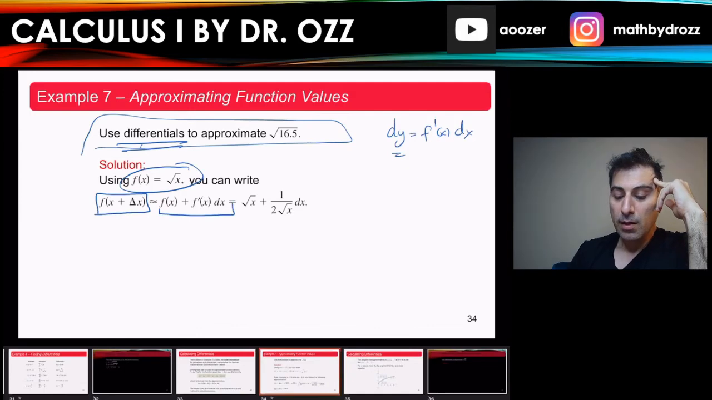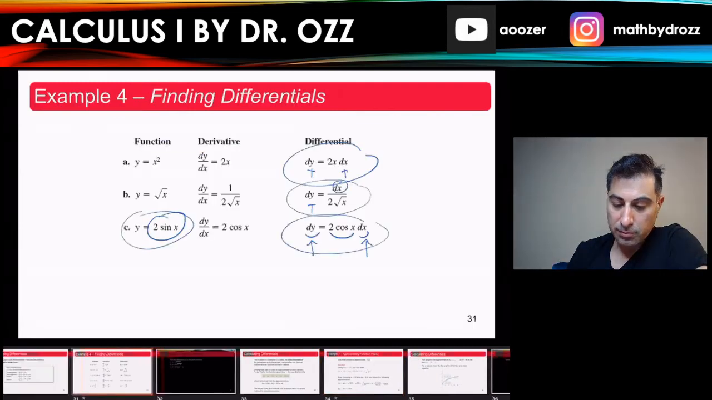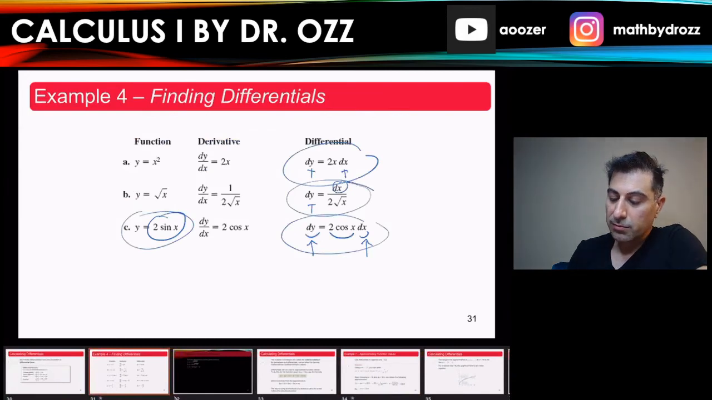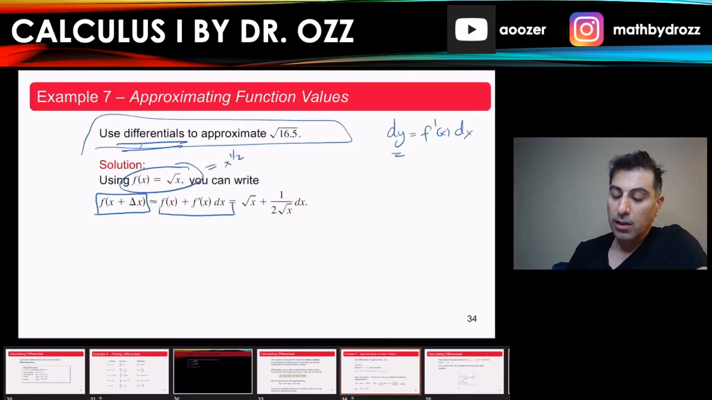And f prime of x, as I just mentioned in the previous slide, is x to the power of 1/2, and if you take the derivative of that, let me bring that back here, it is 1/2 radical x, so dy is in fact equal to dx over 2 radical x. So let's just use this right here. This is the derivative of root x, and you multiply it by dx. So in fact, this part is dy.